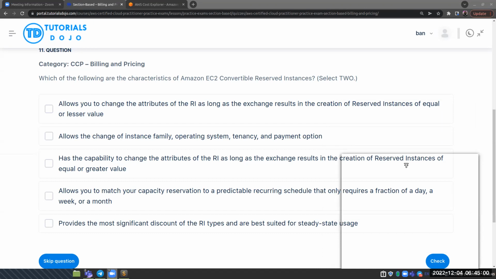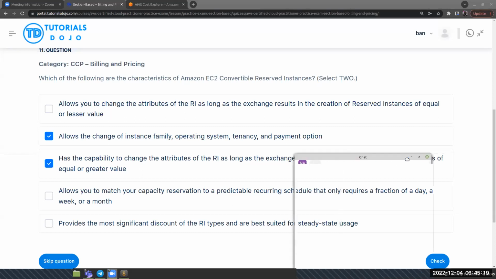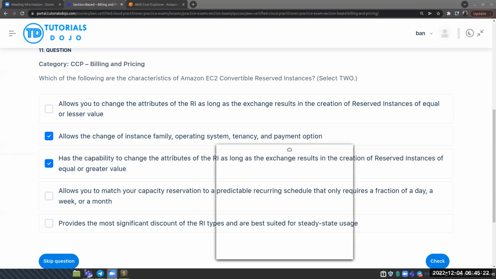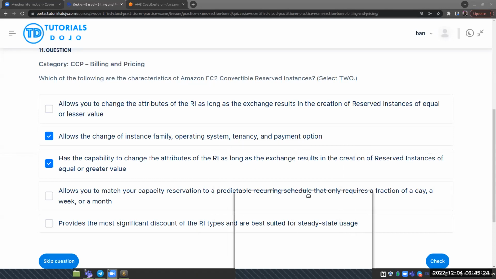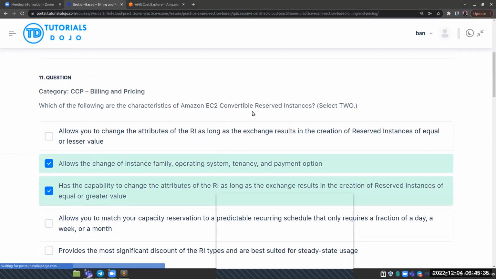Okay, you said 1 and 4, so that's A and D. I see Kenya says B and C. So let's go for the majority and then review. Any other view? I think none so far. So let's go for B and C. Two people say B and C, and that's correct. When dealing with convertible reserved instances, there are 2 things you should know.